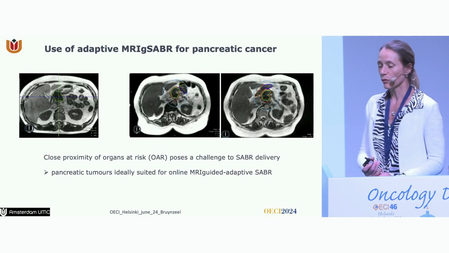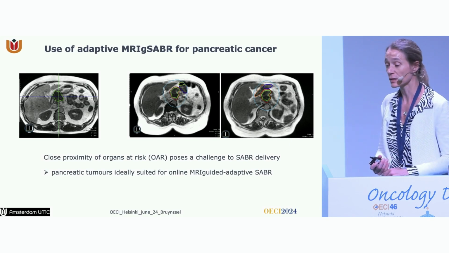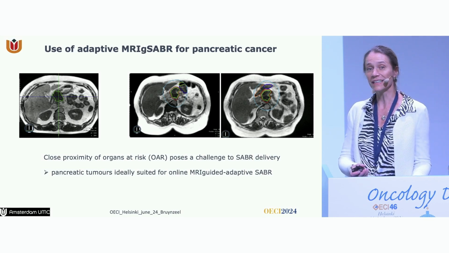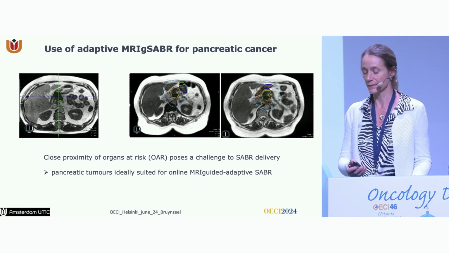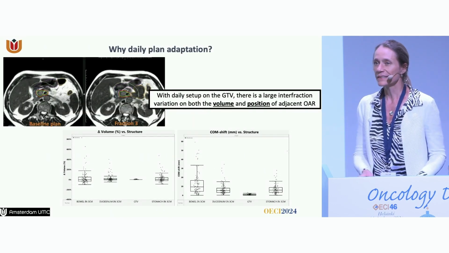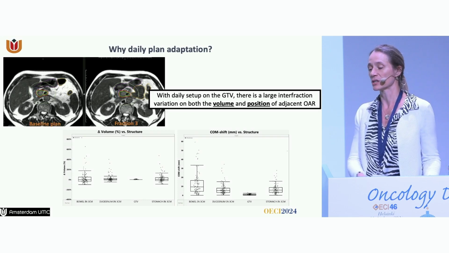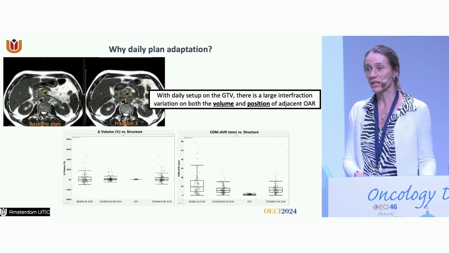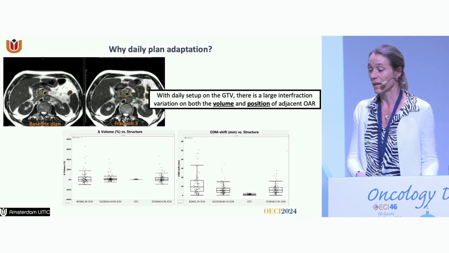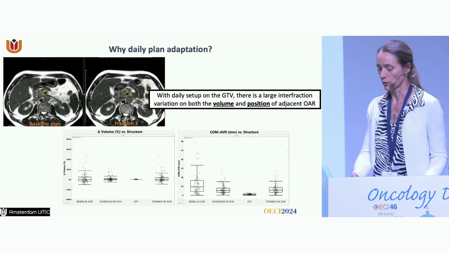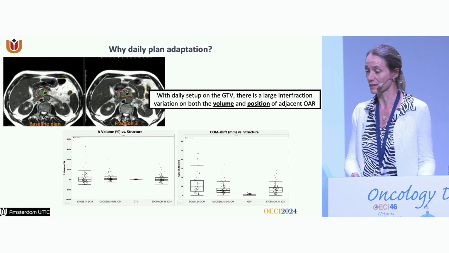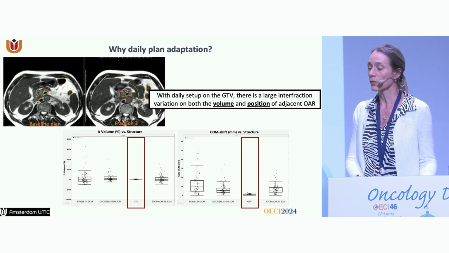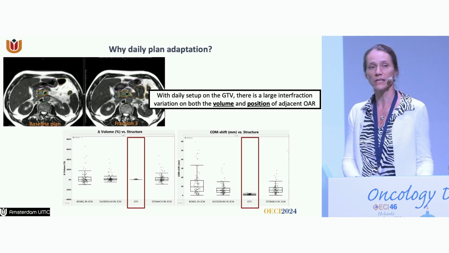The close proximity of the organs at risk in pancreatic cancer poses a challenge to SABR delivery. And that is why pancreatic tumors are ideally suited for online MR-guided SABR. There is a clear indication for daily plan adaptation, as you can see in this example here, where the organs at risk, in this case the bowel, can change substantially in between fractions. And in these lower graphs, you see this effect for 25 patients with pancreatic cancer. After a daily setup on the GTV, there is a large variation on both the volume and the position of the adjacent organs at risk.